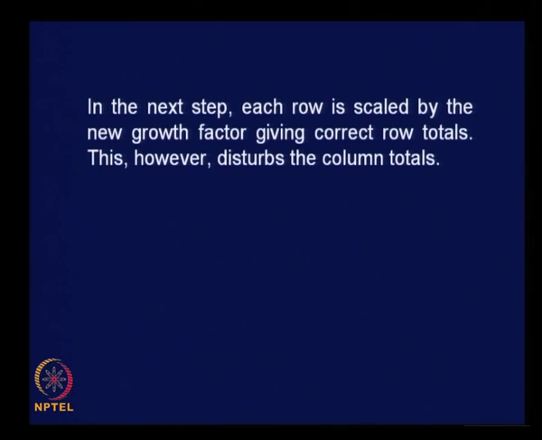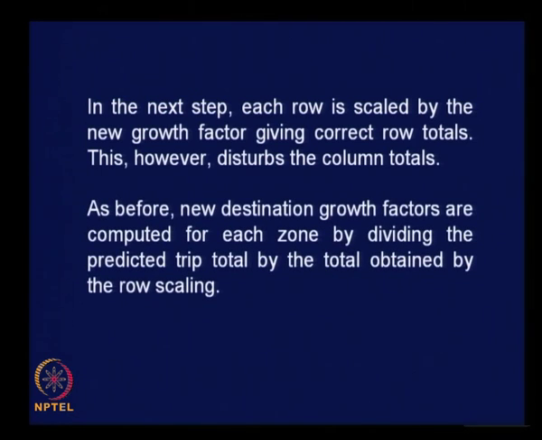As before, new destination growth factors are computed for each zone by dividing the predicted trip total by the total obtained by the row scaling. Are you able to understand the iterative procedure? First you scale up based on the destination growth factor and the origin growth factors, and the origin cell values get disturbed, the origin totals. So calculate the growth factor, use those factors to scale up the cell values along each row.